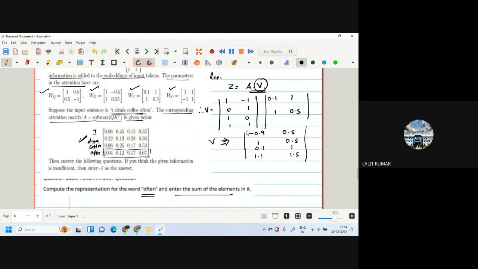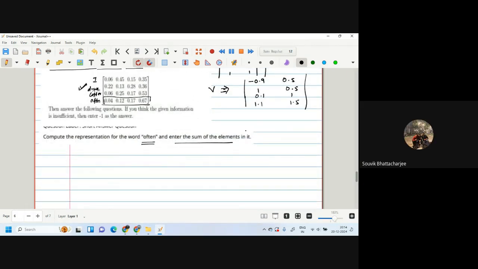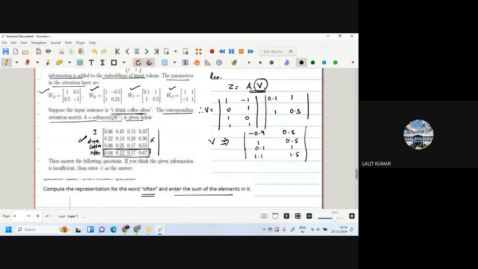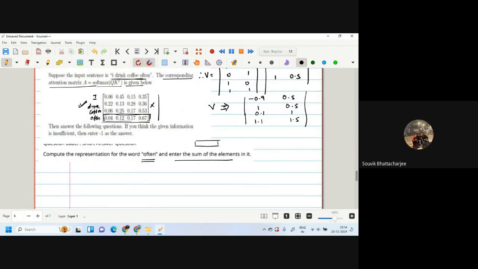And now I multiply this A into this. I'm interested only in this part, from where I will get this representation. Representation will come in the last row. Hold on. So can somebody do this multiplication part? Just a minute. 0.06, 0.45, 0.15, 0.35, 0.22, 0.13.